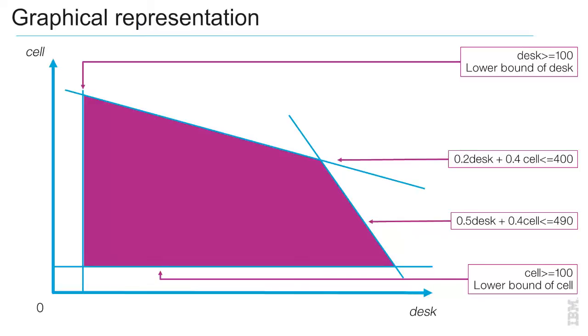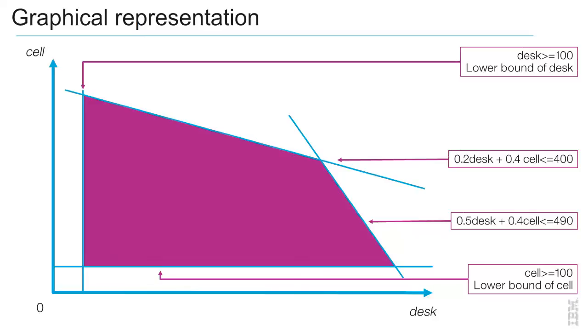The combination of both constraints and the fact that the decision variables x and y are greater than or equal to 0 define a feasible region. So the feasible region of an LP is the region delimited by the constraints. It represents all feasible solutions, that is, all solutions that satisfy the constraints.